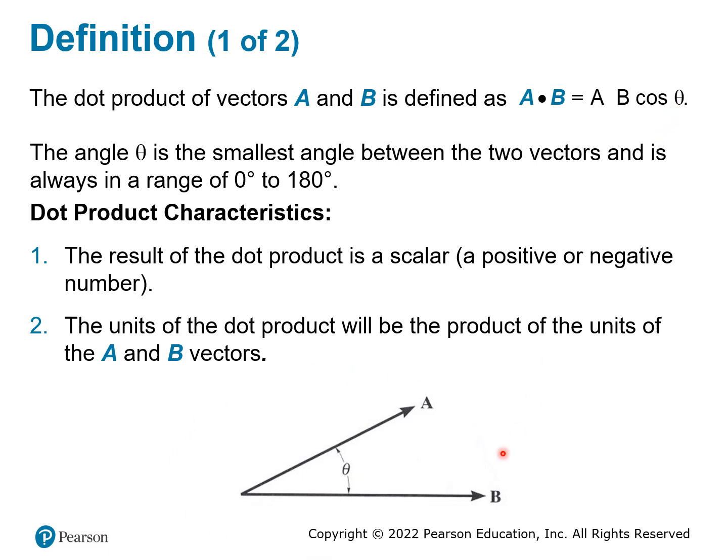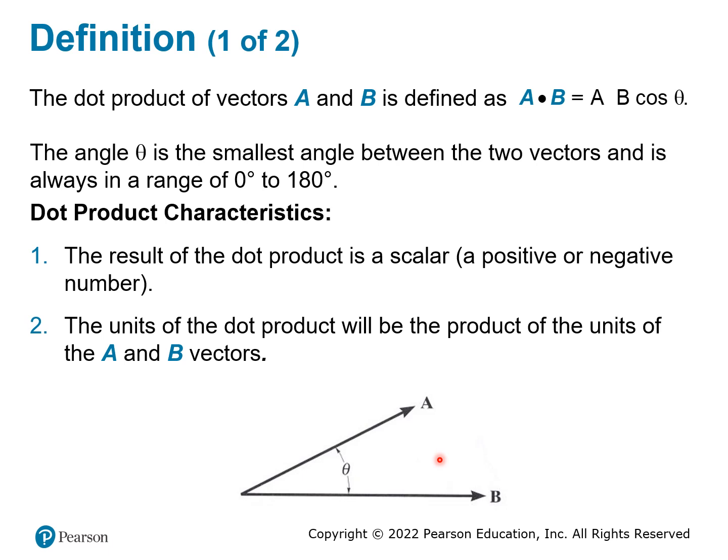Look at this picture, it shows you exactly what we mean. This is a vector A, this is a vector B, and the magnitude of A is represented as A here, and B represented here. The angle is between these two. This angle has to be between 0 and 180 degrees.